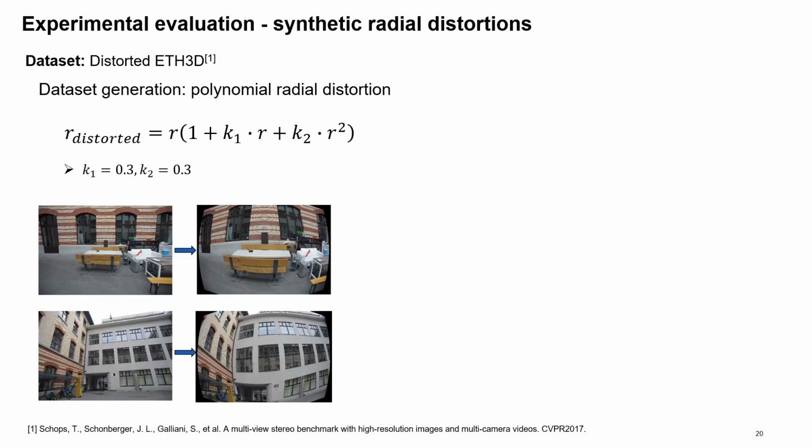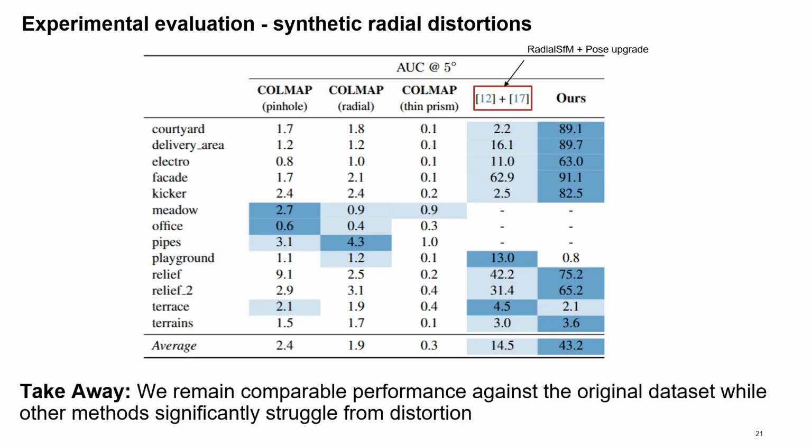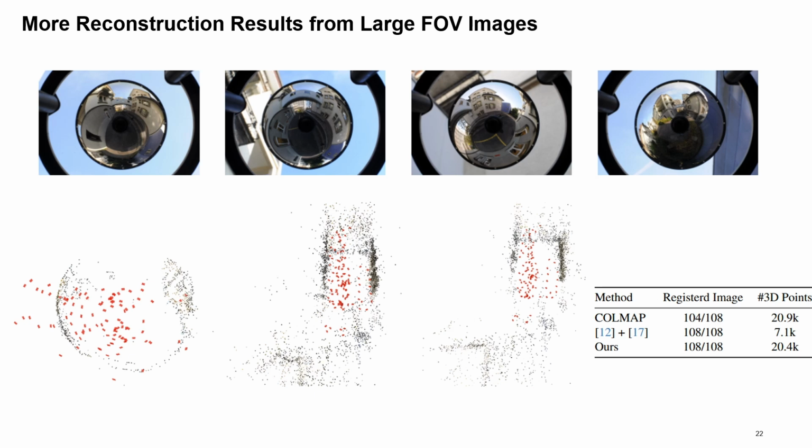Since the real strength of our pipeline is the reconstruction on distorted images, we manually added a fisheye distortion on ETH 3D datasets. This time, the advantage of our pipeline becomes significant. We have clearly better results for both point cloud and camera pose compared to all our baselines. For camera poses, we remain comparable performance against the original dataset while other methods significantly struggle from distortion. More reconstruction results from large field of view images could be found here.